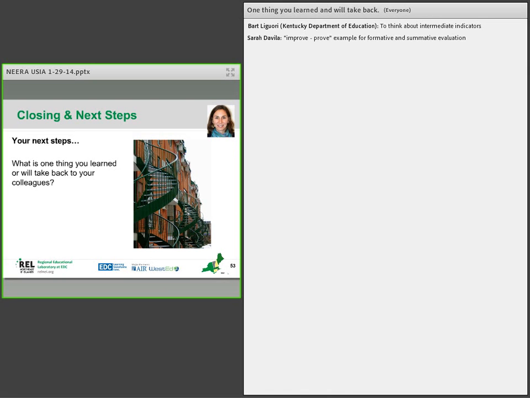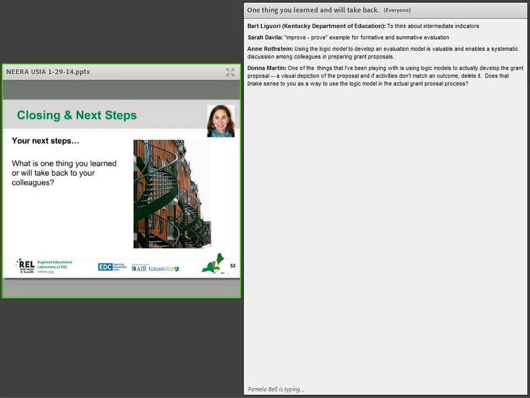Sarah's talked about this idea, improve and prove, as examples for formative and summative evaluations. Yeah, I use that language, and at the same time, the prove piece is a little tricky. Improve, prove is useful language. It's a simplification of what is actually a bit more complex, but it is a helpful tool.